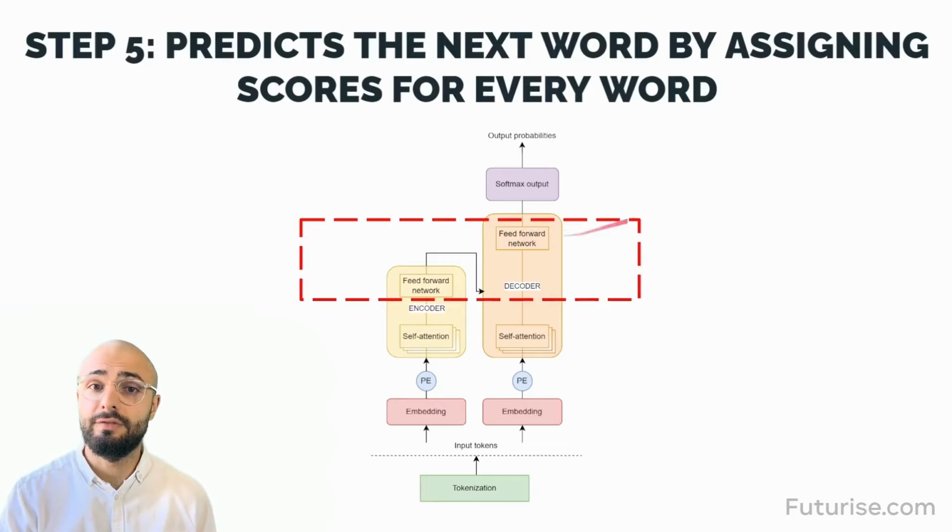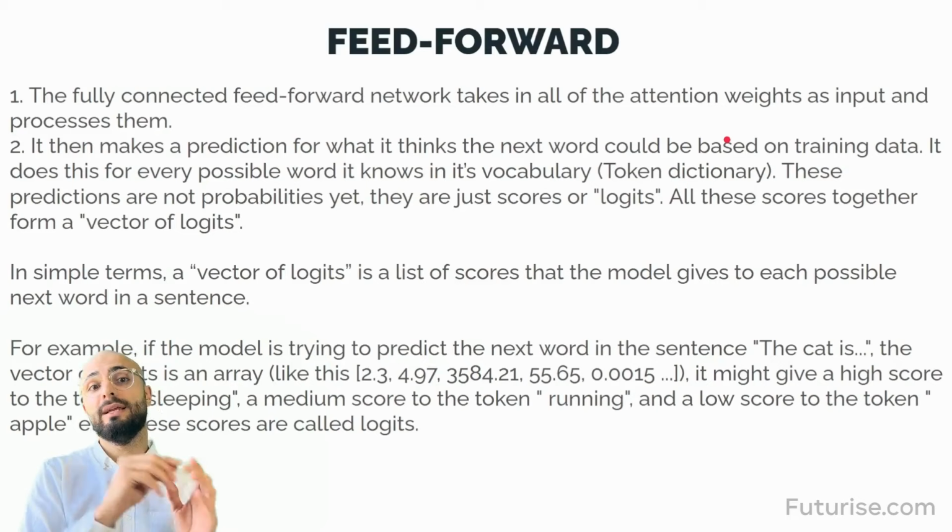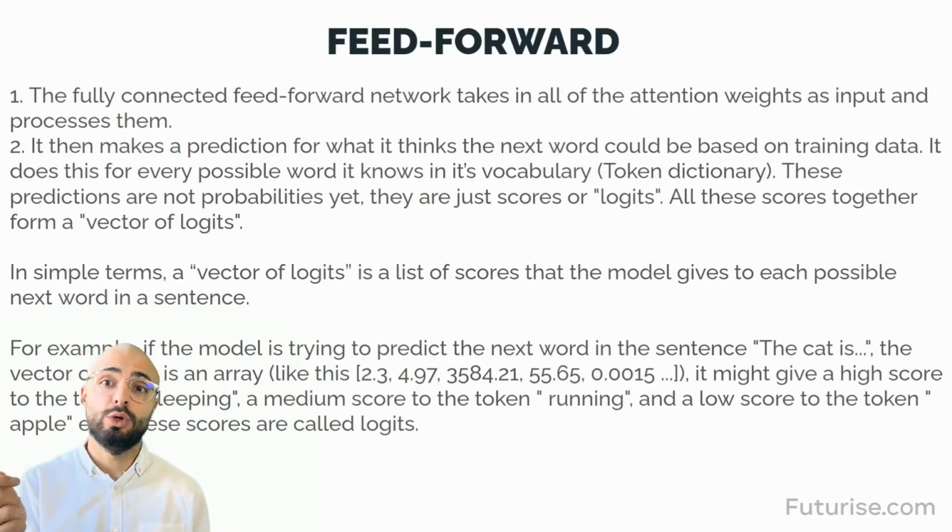So this is done in the feed-forward network. This feed-forward network takes all of the attention weights as input from the previous step. And then it makes a prediction for what it thinks the next word could be based on its training data. And it does this for every possible word it knows in its vocabulary, which is that token dictionary that I showed you earlier. So these predictions are not probabilities yet. They're just scores, or what they call logits. And these scores together form a vector of logits.